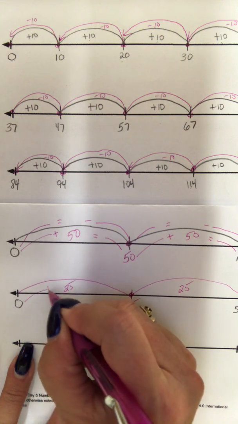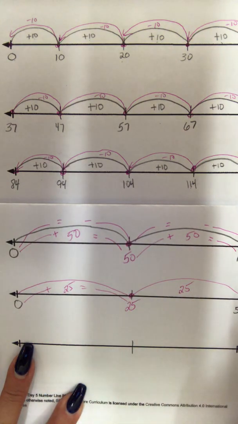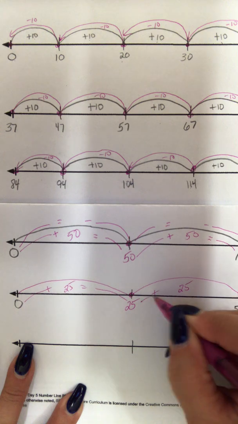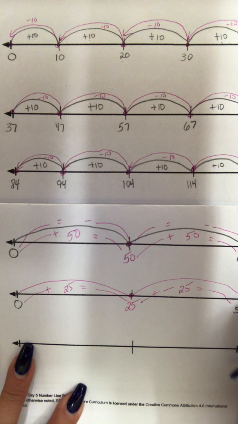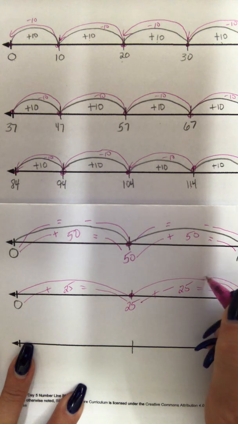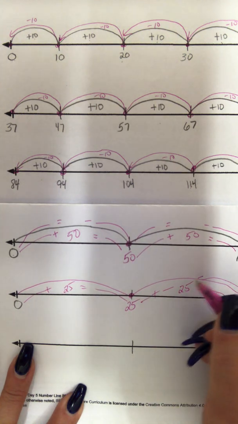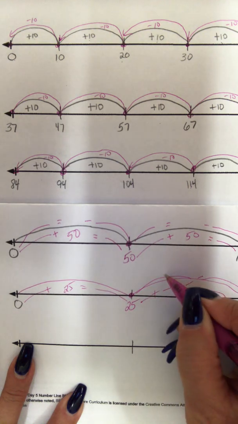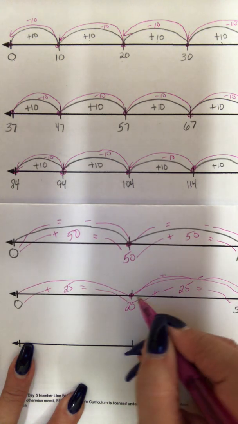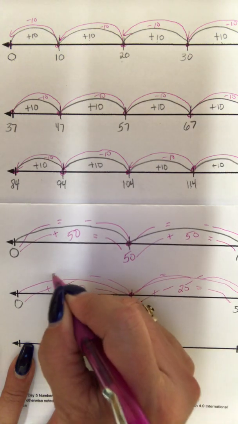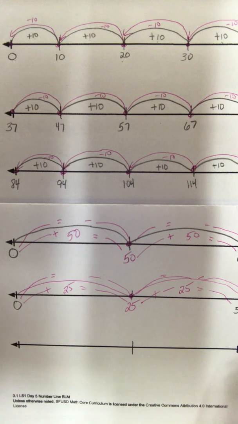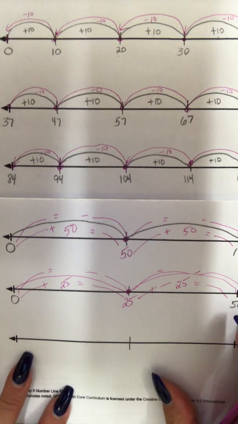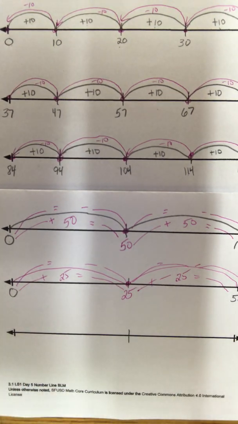0 plus 25 equals 25. 25 plus 25 equals 50. Same thing for the reverse. You want to go this way. 50 take away 25 equals 25. 25 take away 25 equals 0. It's important that you remember that these number lines go in both directions, especially if we're using them for adding, subtracting, and multiplying and dividing. We'll get to that later.